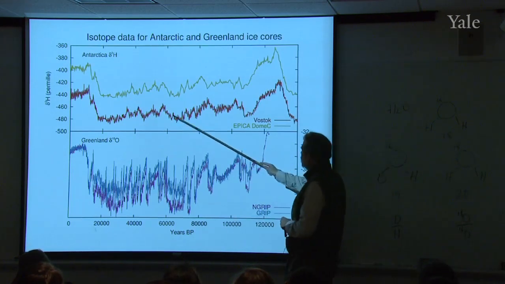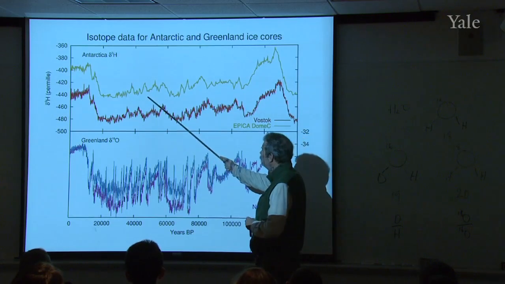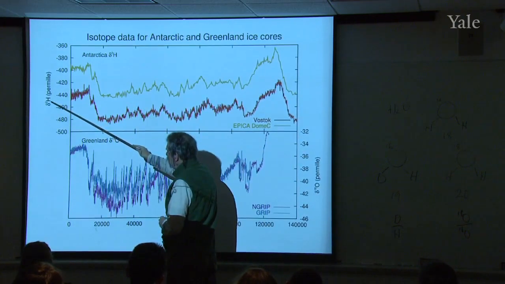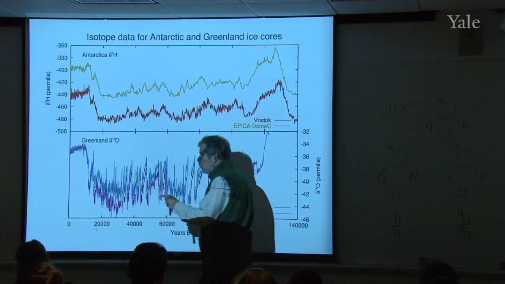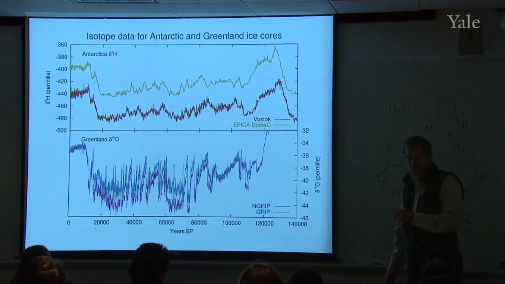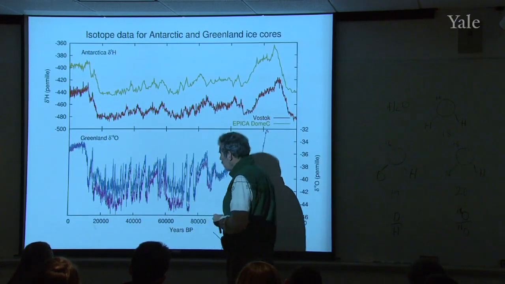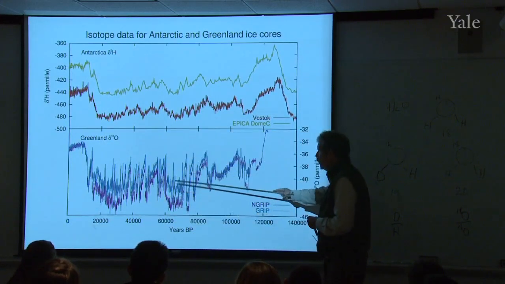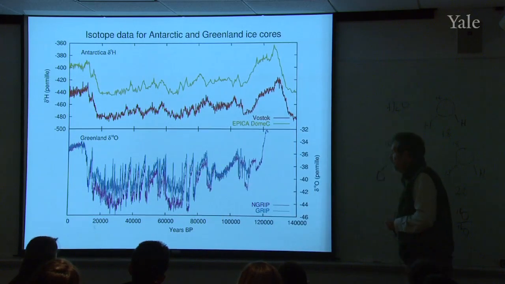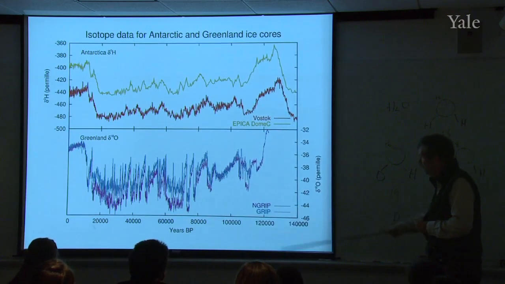And in the upper panel are cores from Antarctica, and they are represented as delta D values. Well, here they've written it as delta 2H, but remember 2H is what we're calling deuterium. So this is the same as our delta D value. And then down in the lower panel is the delta 18O for a Greenland ice core. In fact, two of them, NGRIP and GRIP.